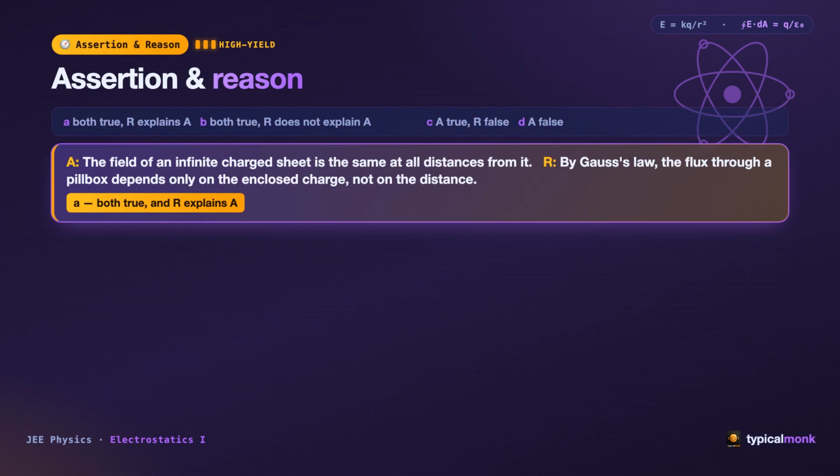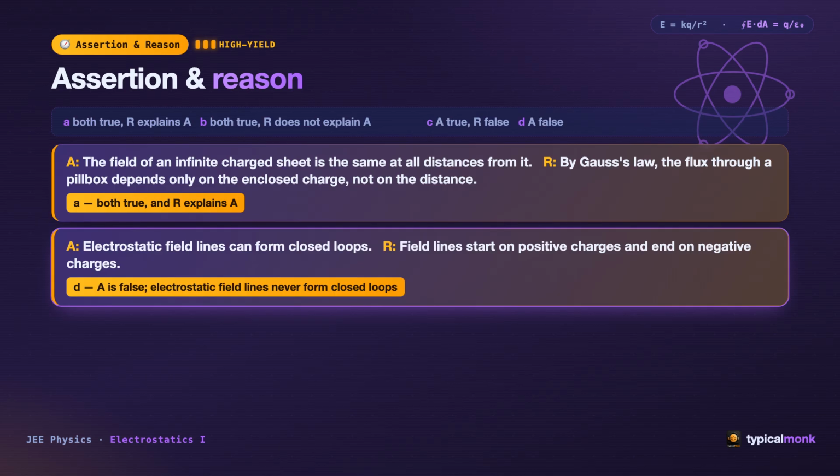Now an assertion and reason drill. For each pair, are both true, and does the reason explain the assertion? First pair. Assertion: the field of an infinite charge sheet is the same at all distances from it. Now reason: by Gauss's law, the flux through a pillbox depends only on the enclosed charge, not on the distance. Both are true, and the reason directly explains the assertion. The answer is A.